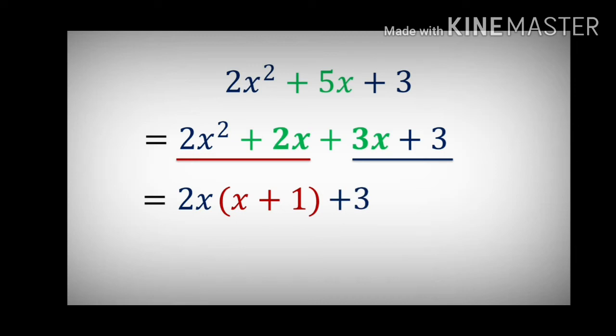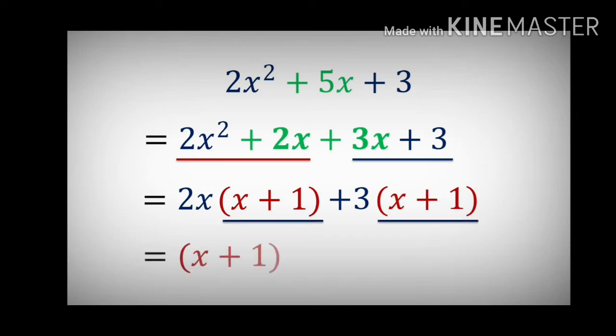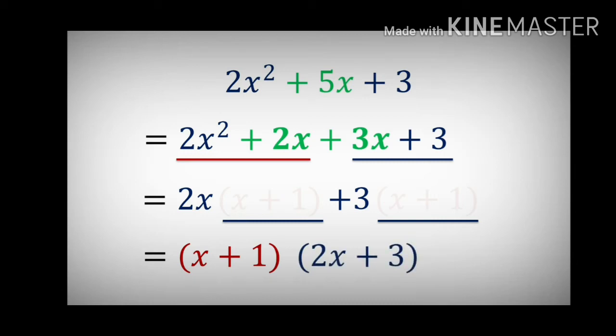Plus 3, if you take out common, as you can see here, in 3x and 3, 3 is common. So we're left out with x plus 1. Now in both these, x plus 1 is common. So we take out x plus 1. So when you take out x plus 1, we are left out with 2x plus 3.